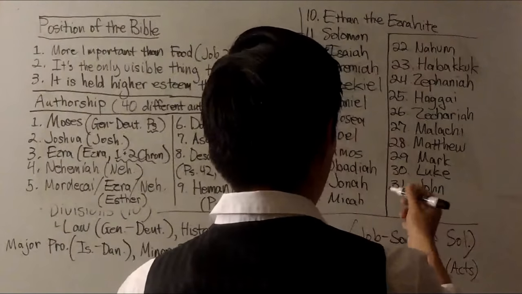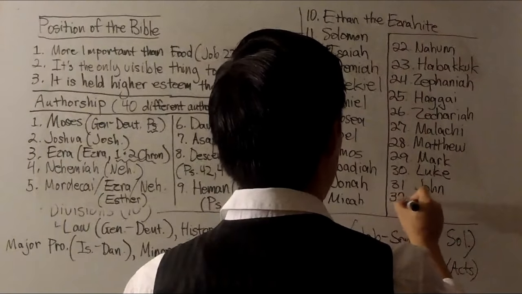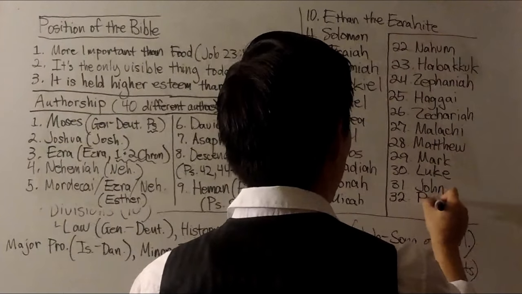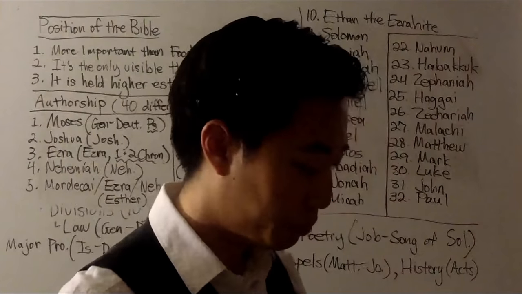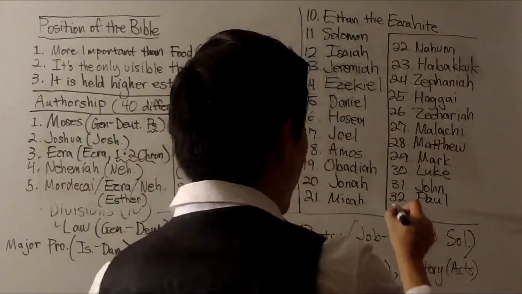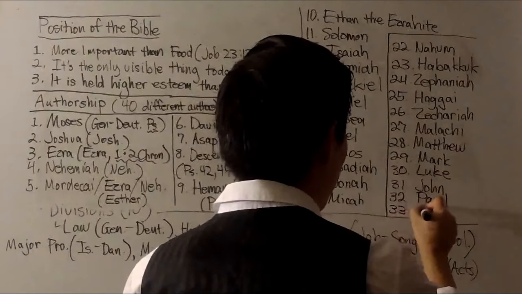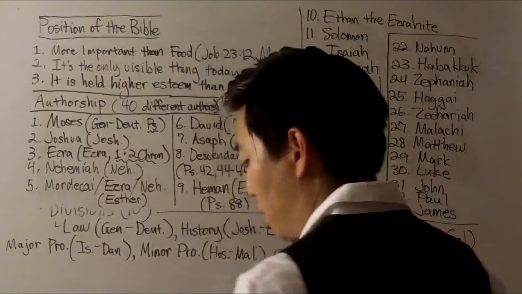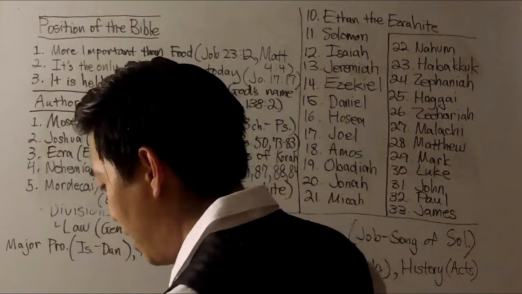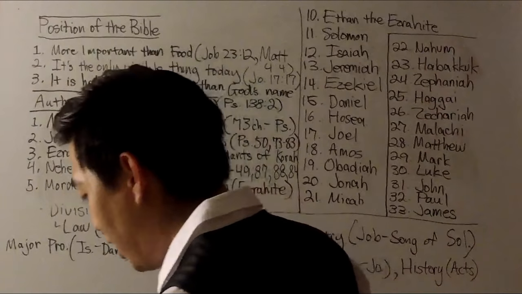Number 32, this one is the author that you want to know the most. He's the one that wrote most of the books in your Bible. His name is Paul. Paul, 13 epistles. Number 33 is James. All right, so I'm going to be erasing the board here again, and then I will name the remaining authors.